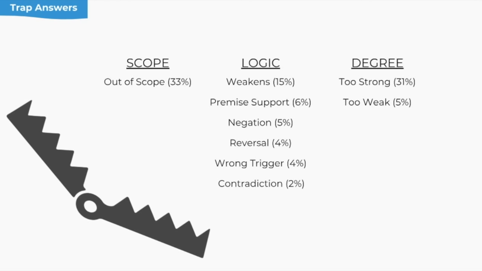Negations and reversals both hover around 4 or 5%. Answer choices that build if-then relationships but use the wrong trigger are about 4%. Answer choices that contradict the information given are about 2%. And answer choices that are simply too weak would be 5%. So here are the trap answers that you really want to be paying attention to and their relative frequencies within this particular question type.